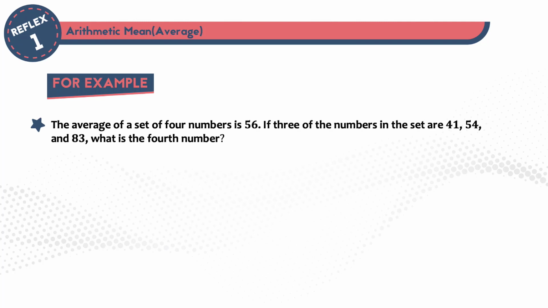And now a different kind of example. Let's say the average of a set of 4 numbers is 56. If 3 of the numbers in a set are 41, 54, and 83, then what is the 4th number?